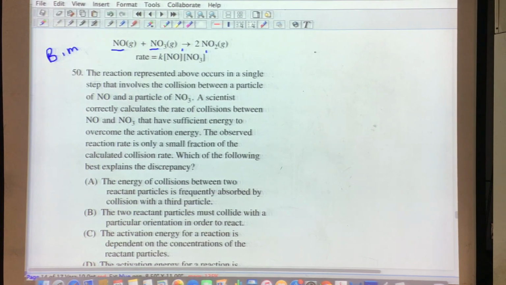When one thing breaks apart, it's unimolecular. So sometimes you'll hear that word. Anyway, a scientist correctly calculates the rate of collisions between the two and has sufficient energy to overcome the activation energy. They're telling you that it's occurring. The observed reaction rate is only a small fraction of the calculated collision rate. So we have enough activation energy, yet it's barely going. So what must explain the discrepancy? Well, this is called collision theory, something you learned last year.